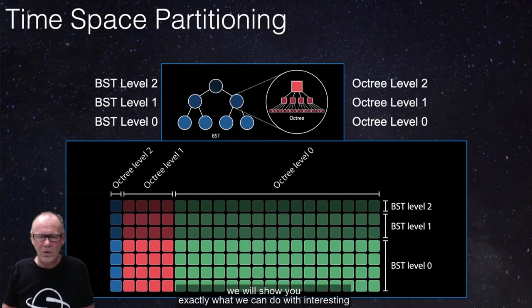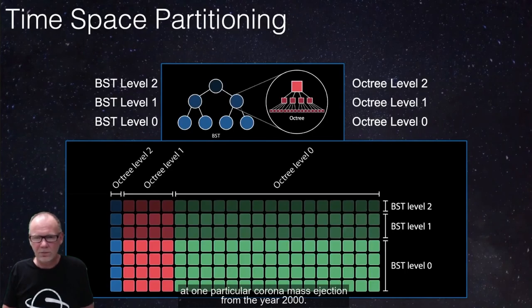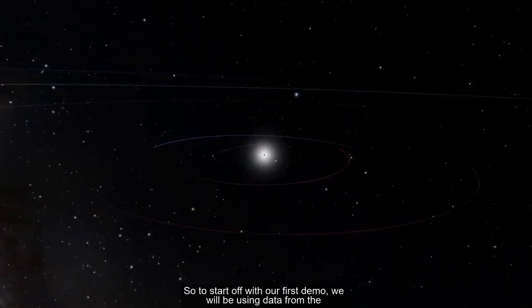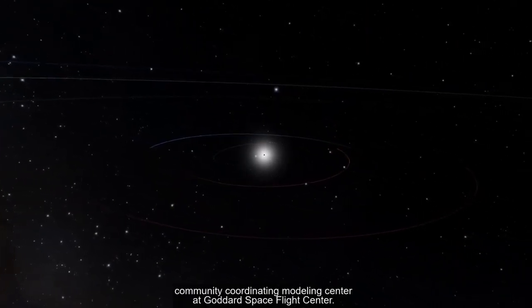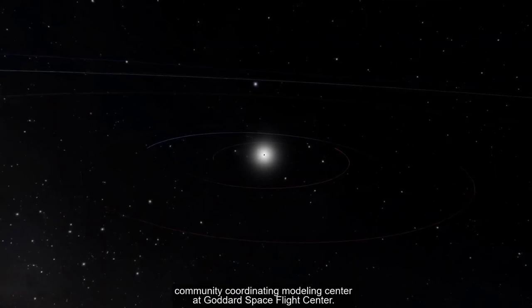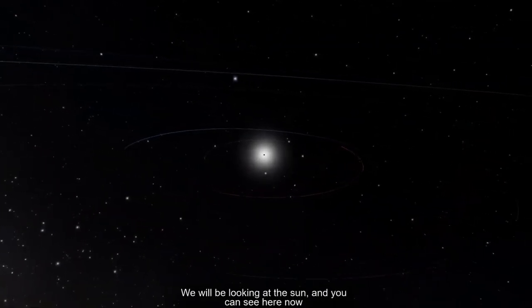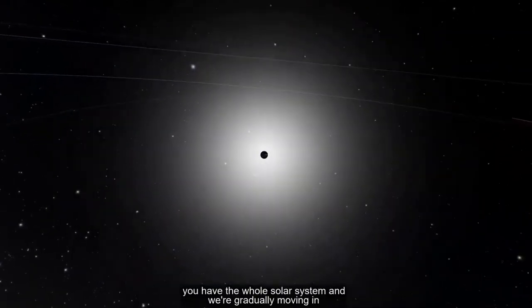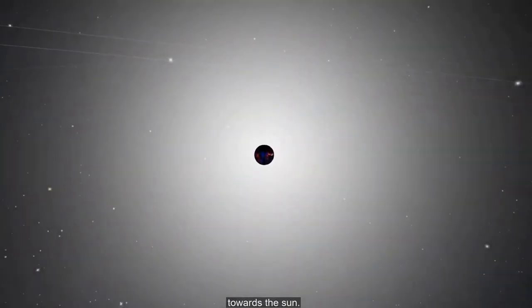Now we will have a live demonstration, when Alex will be running OpenSpace, and we will show you exactly what we can do with interesting space plasma simulations. We'll be looking at one particular coronal mass ejection from the year 2000. So to start off with our first demo, we will be using data from the Community Coordinated Modeling Center at Goddard Space Flight Center. We will be looking at the sun, and you can see here now you have the whole solar system and we're gradually moving in towards the sun.